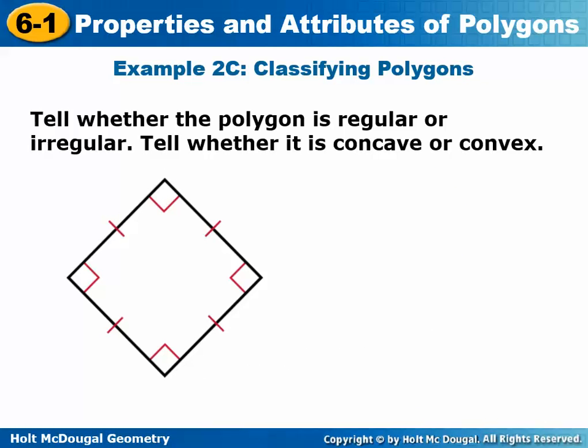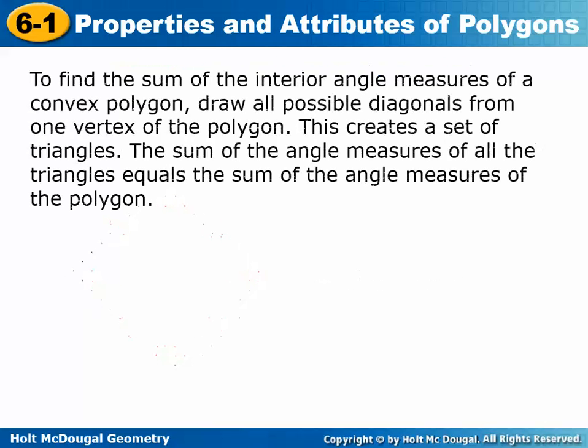Now here we have all sides congruent and all angles congruent. This is a regular polygon. Finally, we get a regular polygon, and it's also convex. Remember that if it's regular, it's going to be convex.